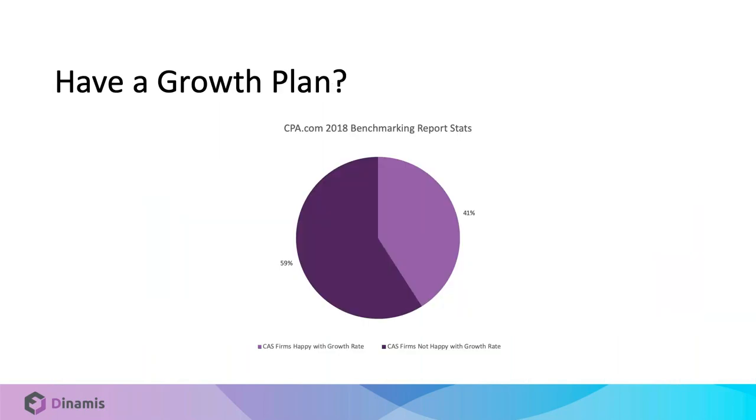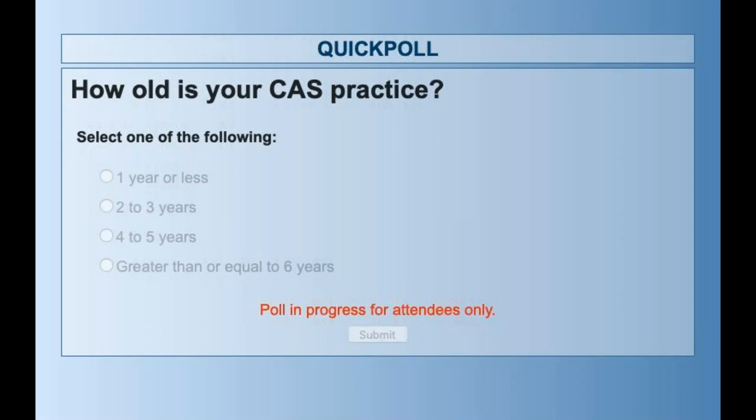Hey, Ed. Before we get into tip number 2, do we want to go ahead and launch our first poll? Oh, yes. Let's do that. Let's go ahead and put that on your screens now. So poll number 1 is up. We're asking, how old is your CAS practice? And if you're new to CPA Academy, we leave our polls up for about 60 seconds to allow you to register your votes. Don't forget to hit that submit button.